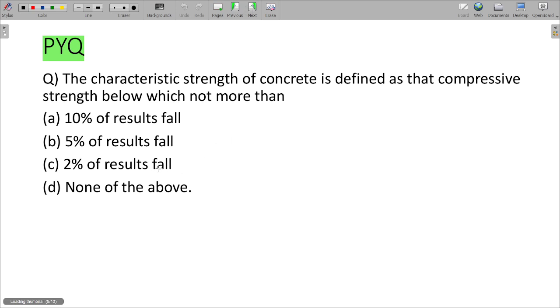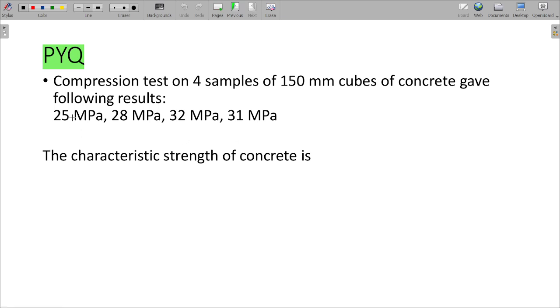So next, let us see one PYQ related to this characteristic strength. Characteristic strength of concrete is defined as that compressive strength below which not more than 5% of the test results are expected to fall. And we have seen this in the earlier slide. It is the IS 456 codal provision.